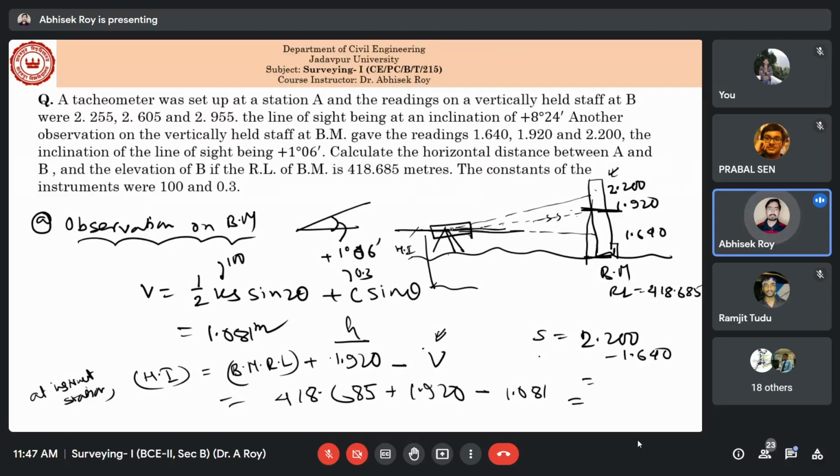Is that clear? Why will the height of the instrument be this much? Because already with this benchmark you are adding this much amount, then we deduct. 419.524 meter. 419.524. Yes, sir, 524. Okay.